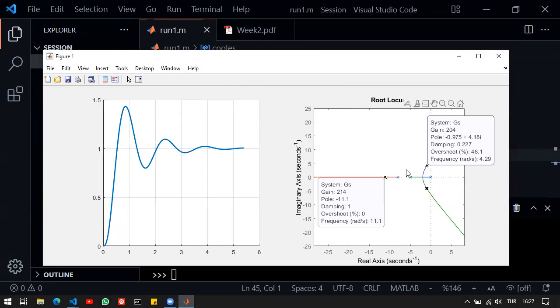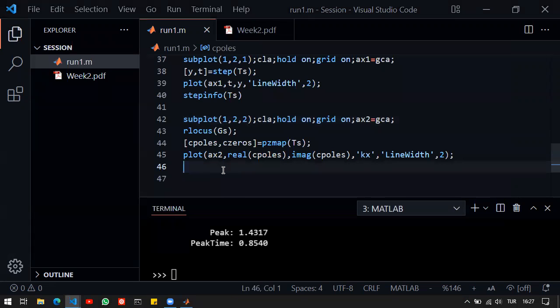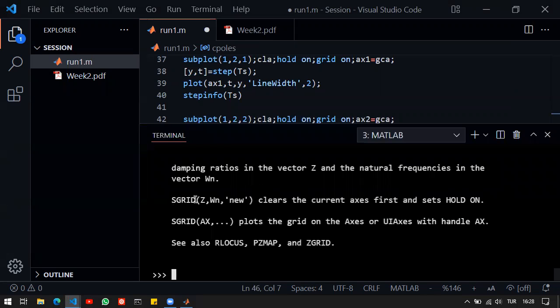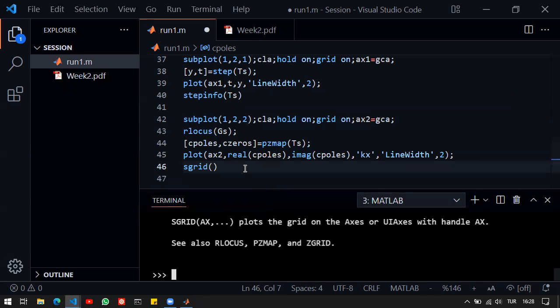So let us also look for the zeta and omega n values. Since I have zeta and omega n, I can draw a special grid here, which is called the S grid. This is basically the complex grid that I'm looking for. And let me also show you the help here, help S grid. You can see now that we have the argument 1 equals zeta, and the second argument is omega n. So I can provide some zeta and omega n values and see how they look on the S domain.